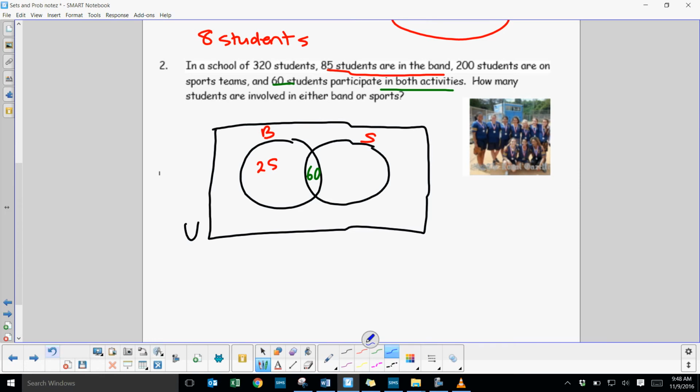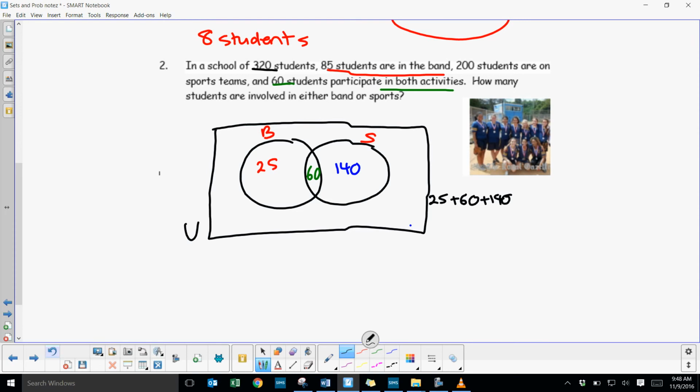200 in total are on sports teams. So 60 are on both. So 200 minus 60 is 140 who are on sports teams only. And again, we've got to work out, is there anything on the outside here? So work out your total and see if that adds up to 320 first of all. 25 plus 60 plus 140. You can go 140 plus 60 is 200. 200 plus 25 is 225. So no, that doesn't add up to 320. So the outside part will be 320 minus 225.